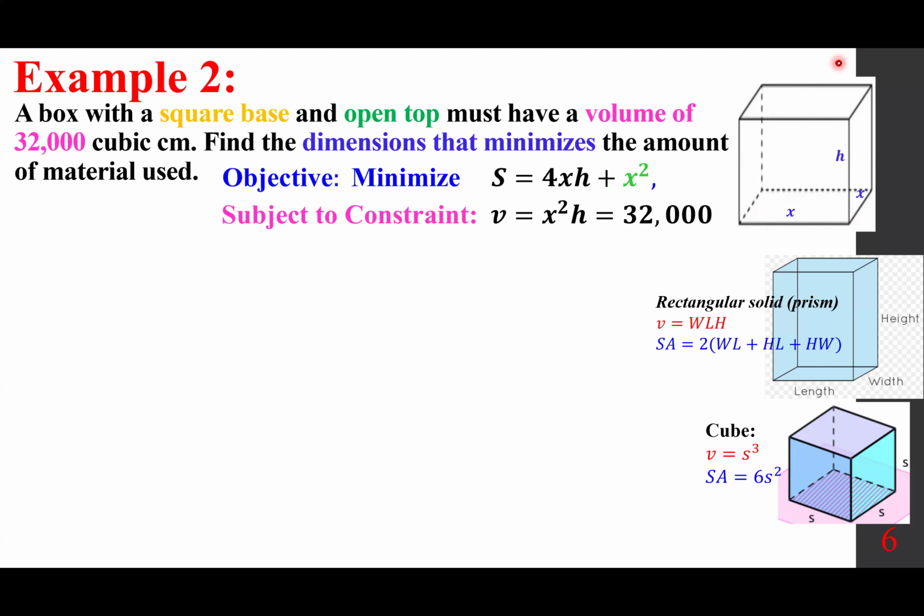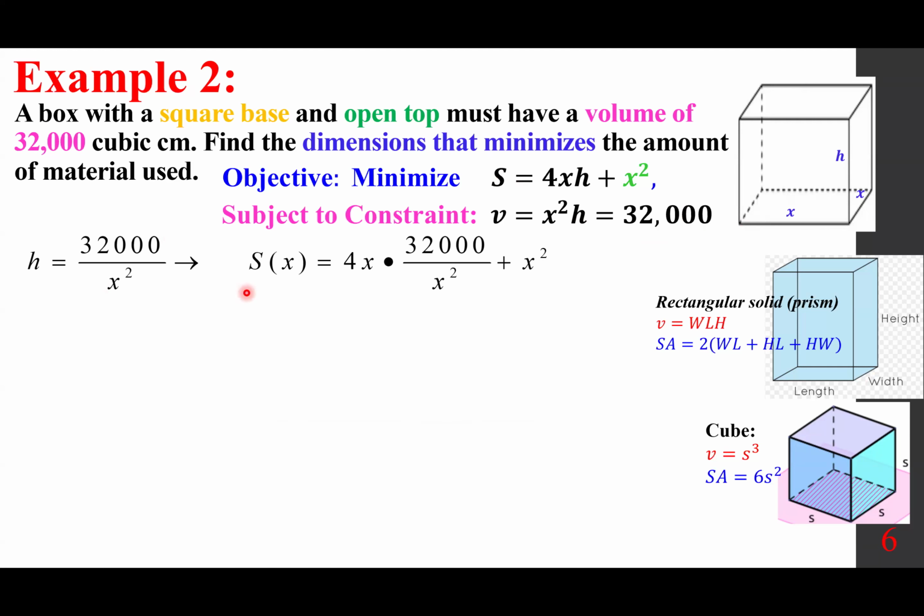So what is the process? The process is to minimize the function that you see, and it is a function of x and h. You wanted to make a function of one variable, so we are going to use the constraint to solve for h. h is 32,000 divided by x squared. So S becomes a function of x, 4x times this plus x squared.